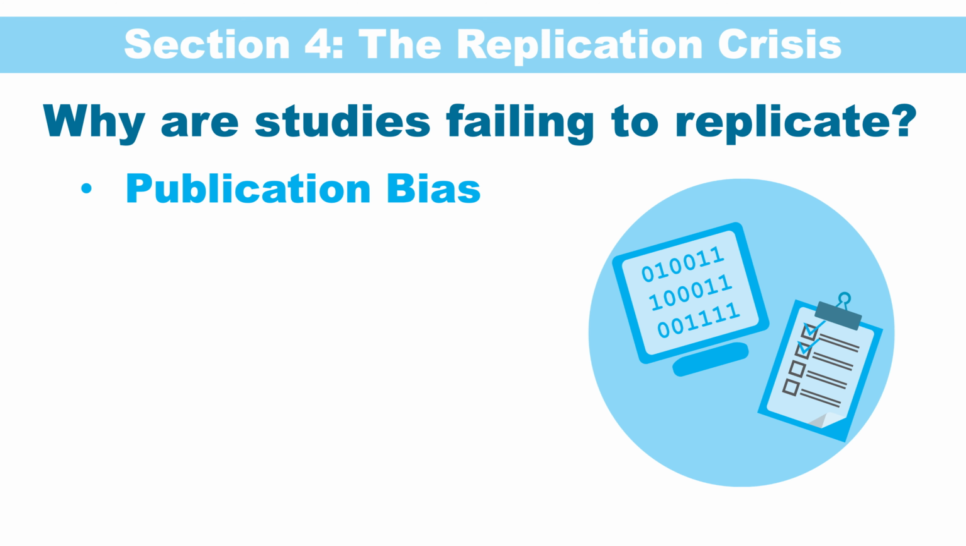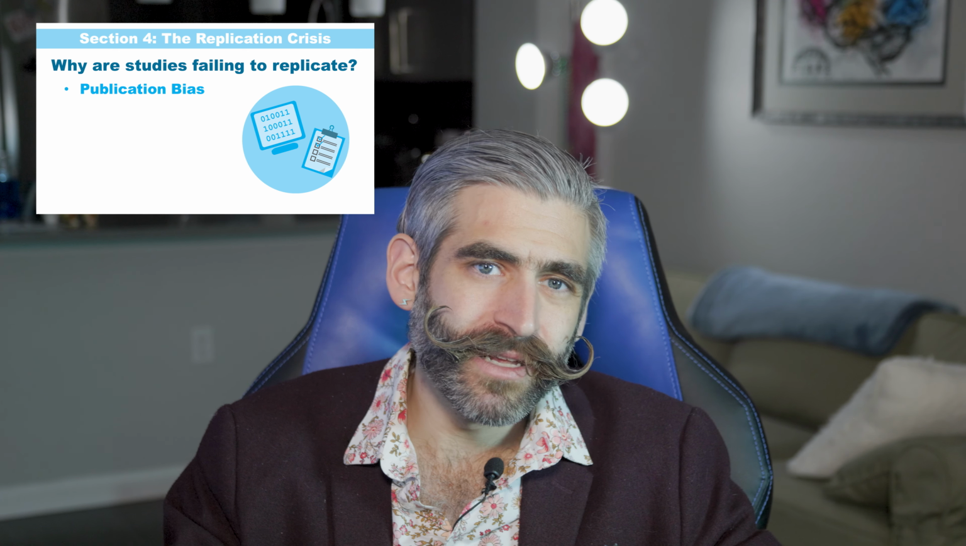There are several reasons why some studies don't replicate, ranging from pressures within academia to subtle errors in research design. Let's explore the most common culprits. The first is publication bias. Journals love positive results and studies that show significant effects. But this creates a problem.